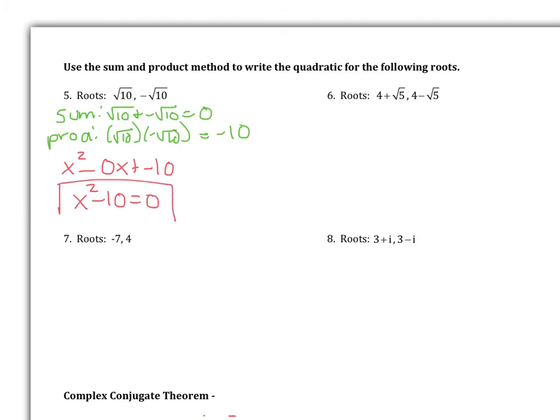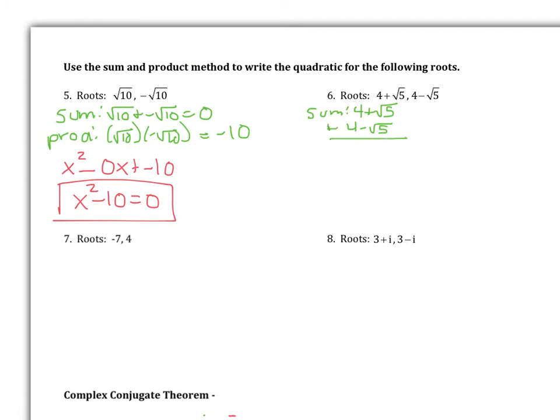And you could probably check this one in your head, thinking about adding the 10 to both sides, square rooting. The roots you would end up getting are plus and minus root 10. Alright, let's take a look at number 6. Again, we're going to start by finding their sum. I find it helpful to stack these up, 4 plus root 5 and 4 minus root 5 when finding their sum.